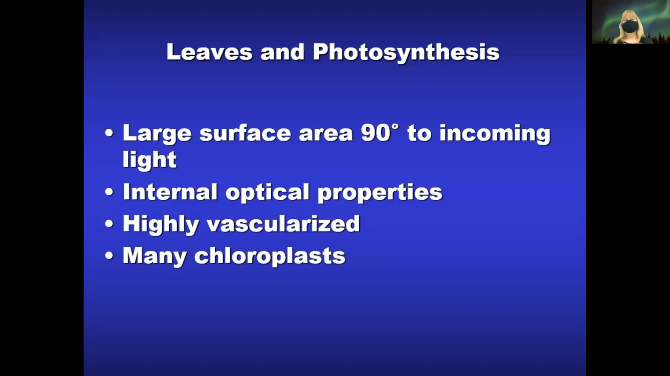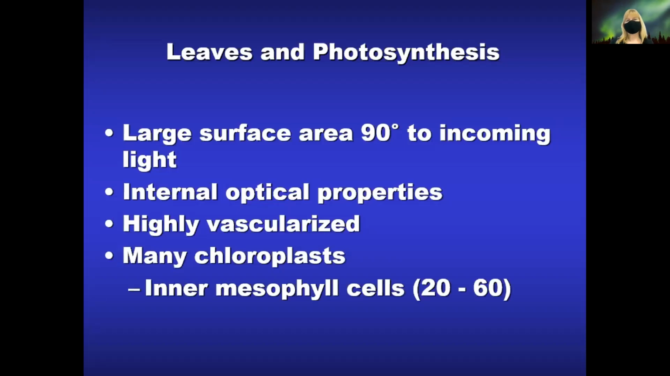Each cell inside the leaf typically has many chloroplasts. An average range that's thrown out a lot is 20 to 60 chloroplasts per cell. And then guard cells, it depends on the plant species. Some plant species have chloroplasts in their guard cells, others do not. I would say most, probably greater than 50%, do, but not all.